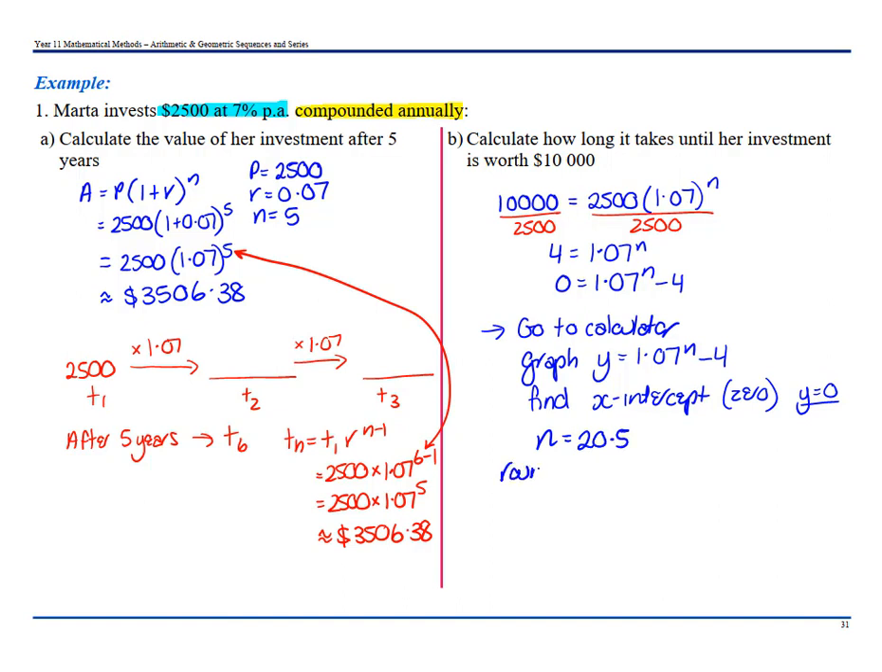So we need to round up to 21 because our interest is compounded annually. So we need to round up to the nearest year. So therefore, it will take 21 years. Your other option is to use your geometric, and it would be exactly the same method.